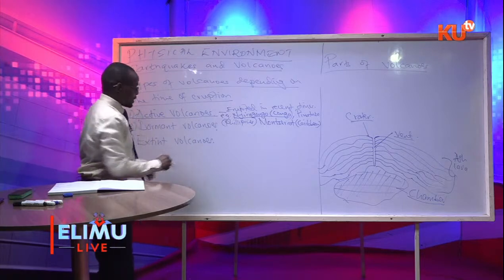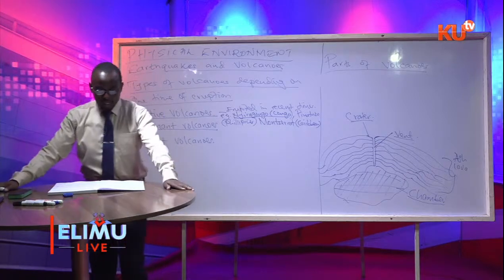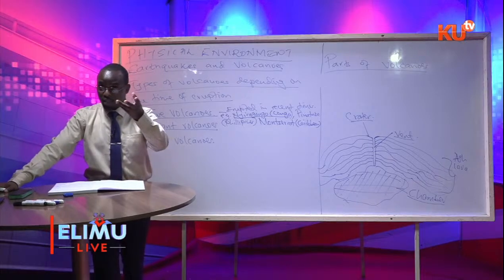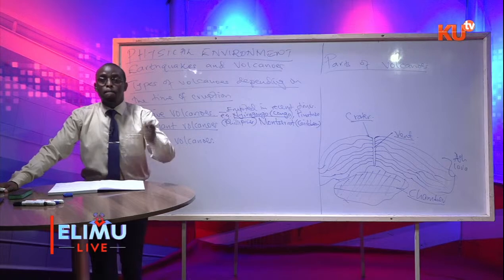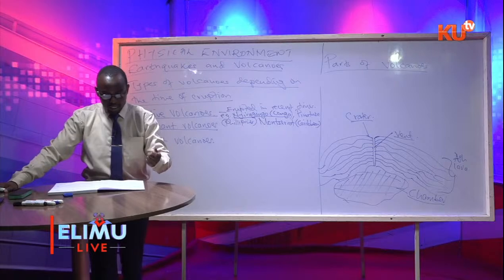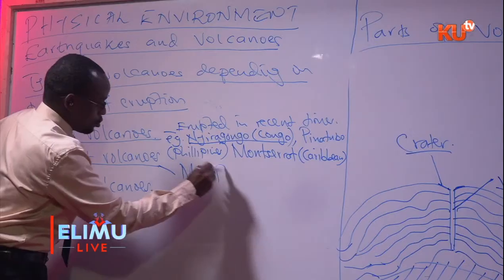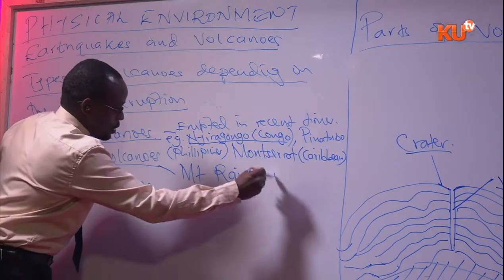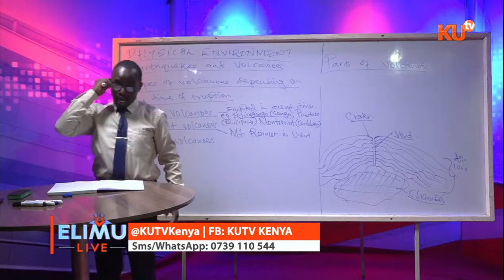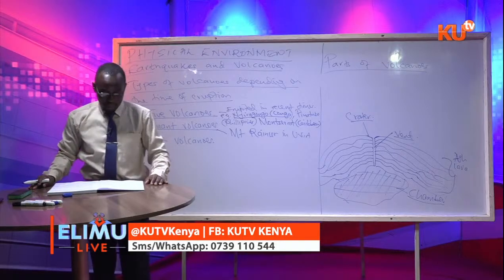Now, the second type is the dormant volcanoes, and these are the ones that have not erupted recently, but they show signs of eruption. Anytime they can erupt, though they have not erupted, such as Mount Rainier in USA. Therefore, these are some of the mountains that are unpredictable in terms of the time for eruption.